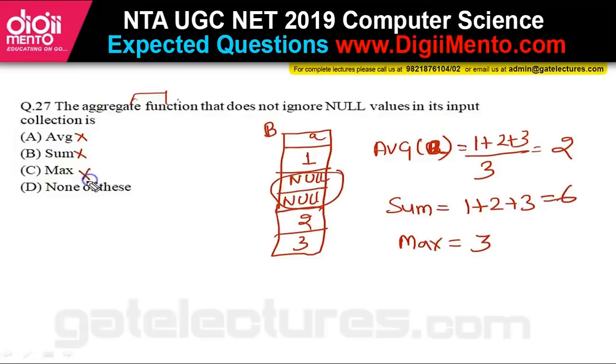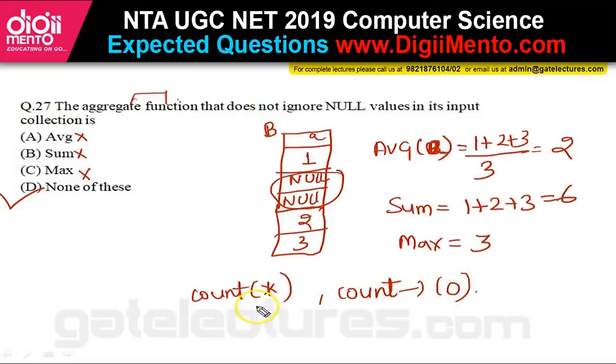It also ignores the null value. So basically our answer is none of these. Then is there any aggregate function which does not ignore the null values? Yes, there is. It is count star and count. Count basically returns 0 for null values, and when I say count star, then it will return 1, 2, 3, 4, 5 because there are 5 values present. So it is count star and count that do not ignore the null values. So it is not mentioned here. So the answer is none of these here.